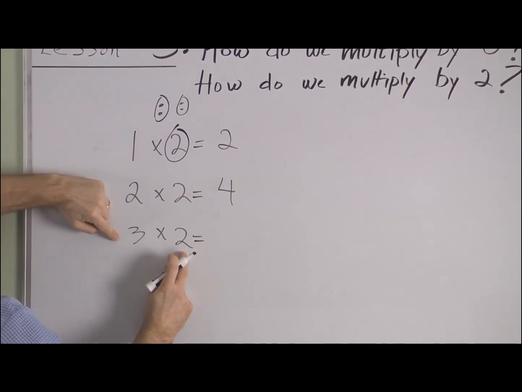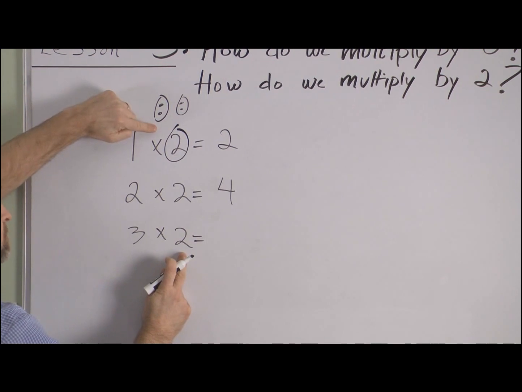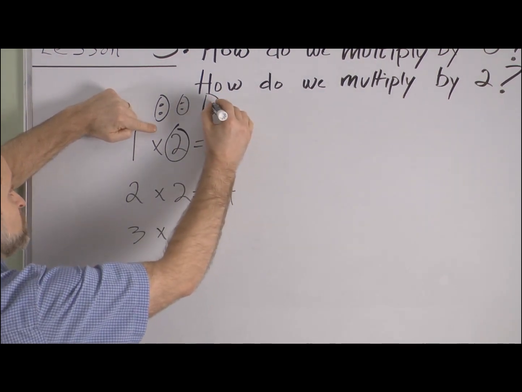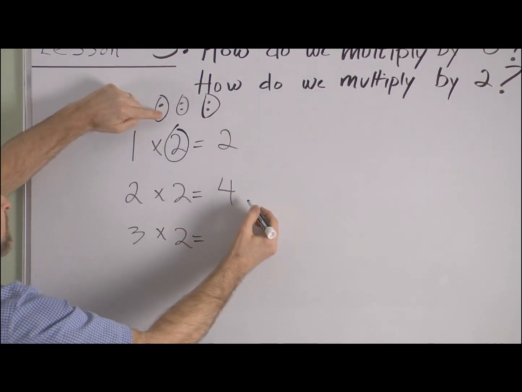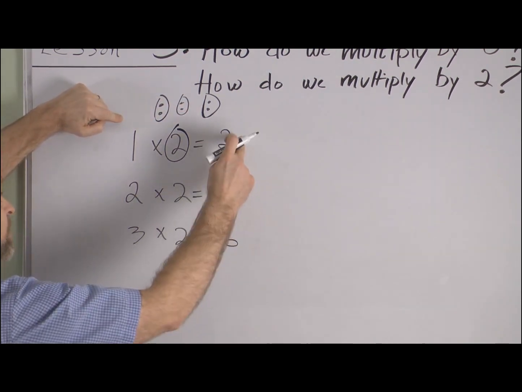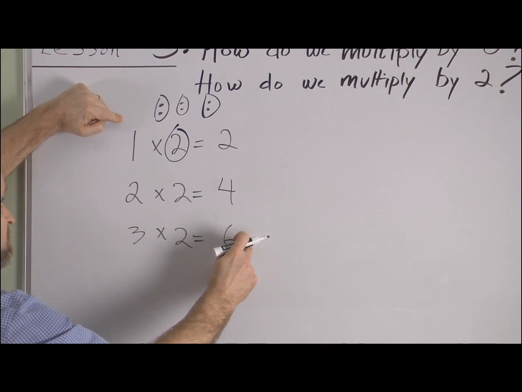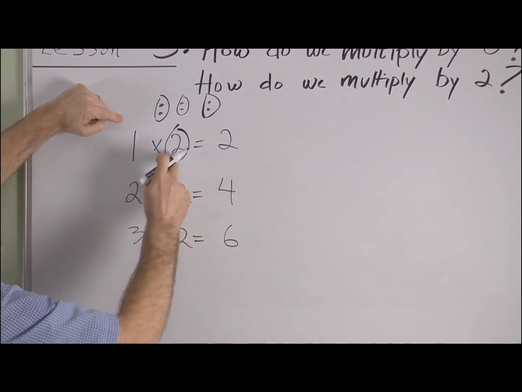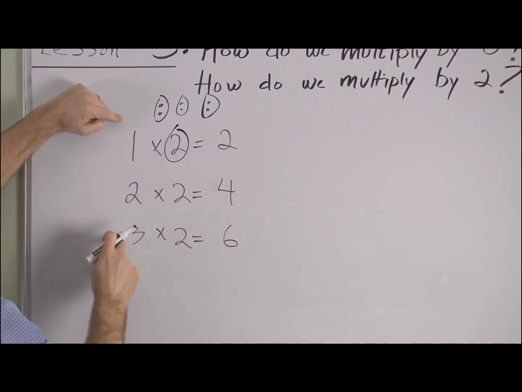3 groups of 2. Well, here we have 2 groups of 2. So let's add another group of 2 to the diagram. And we have a total of 6 dots altogether, 6. So far we have 2, 4, 6, as we multiply 2 by 1, 2, and 3.